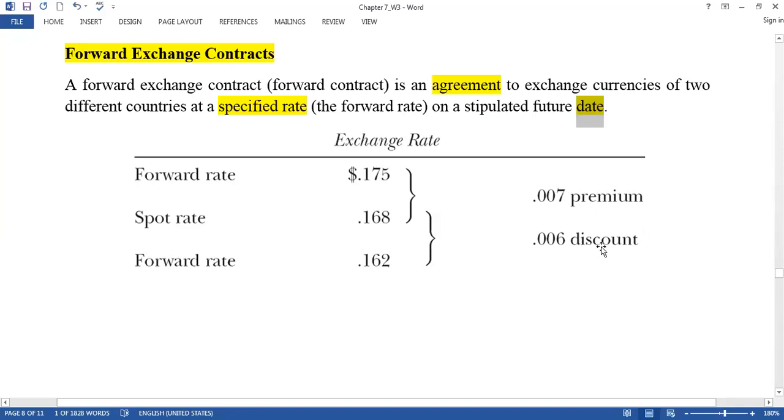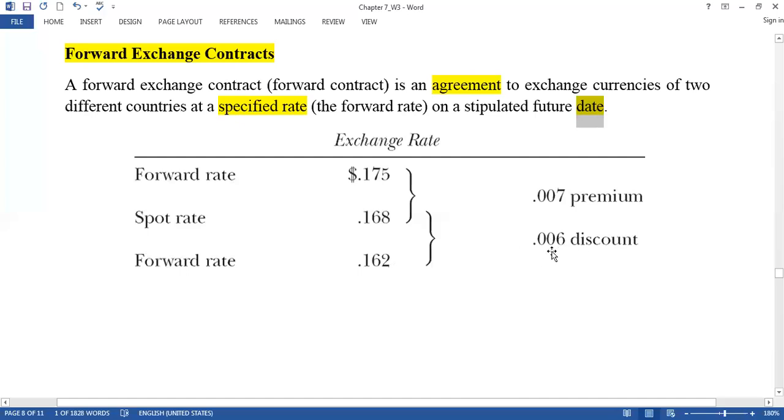If the future rate is lower, it is called a discount. If you are an importer, look here: the future rate becomes higher. Importer means you have to pay more money, right? So in case of an importer, if the future rate becomes higher, you are going to lose money. If you are an exporter, if the future rate becomes higher, you are going to gain money.